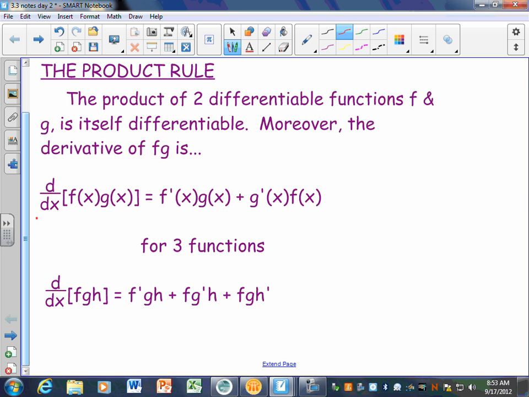And really, you could do this with as many functions as you want. I don't think you really ever see anything more than 3 functions, but it would still be this. This is the easy way. Let's practice some.